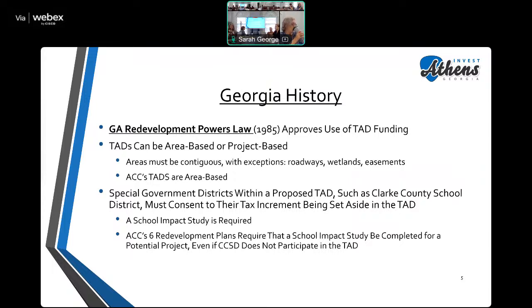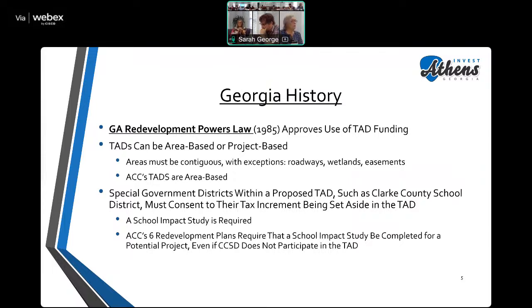So the process from the state is that you have to do a redevelopment plan that basically outlines why that area qualifies under the state code of Georgia. Some of that is underdevelopment of utilities. It might be the age of the buildings, things like that. And so for a project TAD, the process would be the same. So you pretty much would have to do a redevelopment plan quite quickly when your developer indicates that they would be interested.